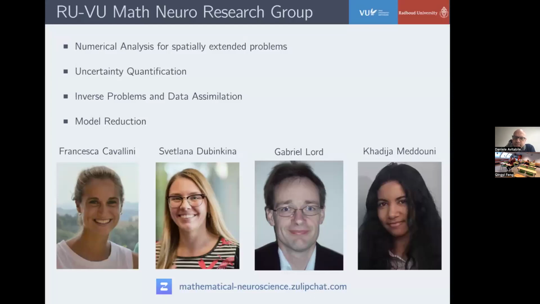for me. So this is almost a research talk in the sense that I will really present stuff that we are currently researching on with this group of supremely talented individuals. So Francesca has started a PhD at the VU a couple of years ago, at the same time as Khadija works in Radboud University. And what we are trying to do there is to have a small group of research that is dislocated between the VU and Radboud, where Gabriel Lord is. Svetlana Dubinkina is another colleague of mine who works on data assimilation.